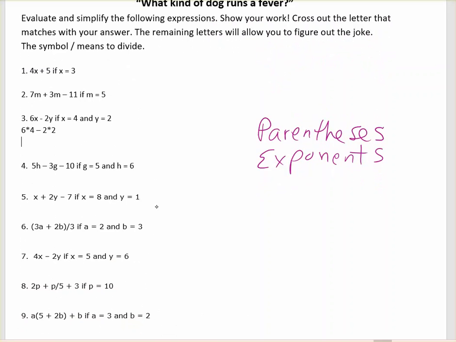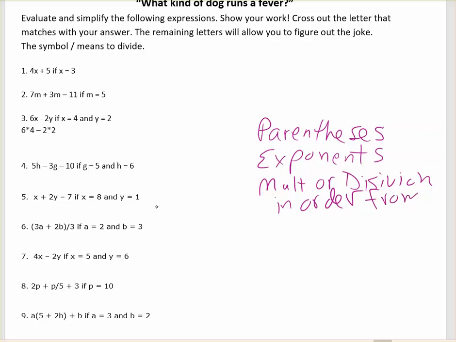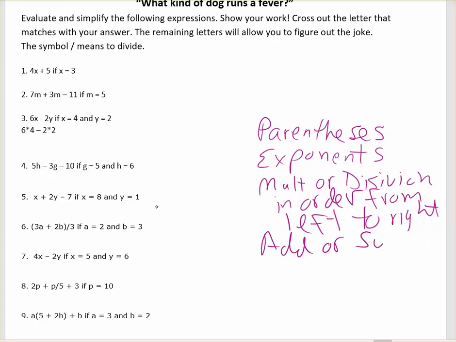Our next step then is to do any multiplication or division in order from left to right. So it's very important that you don't think that you have to do all the multiplication first. You don't. Any multiplication or division in order from left to right. And then our last step is to add or subtract. Again, either one can come first. We just do them in order from left to right.